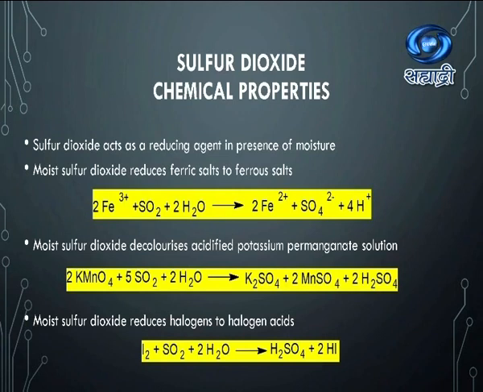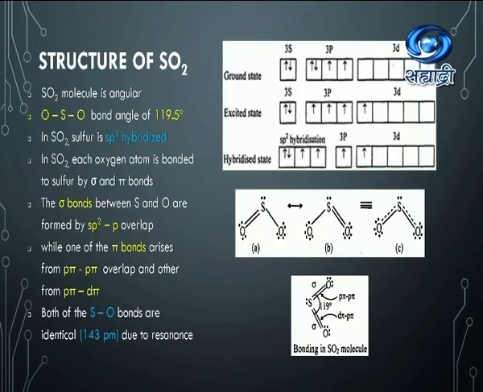Then moist sulfur dioxide reduces halogens to haloacids. So simple equation, conversion of iodine, that is I2, to hydrogen iodide, HI. So I2 plus SO2 plus 2H2O gives H2SO4 plus 2HI. So I2 has oxidation number 0 and in HI oxidation state is -1. So again sulfur dioxide acts as a reducing agent.